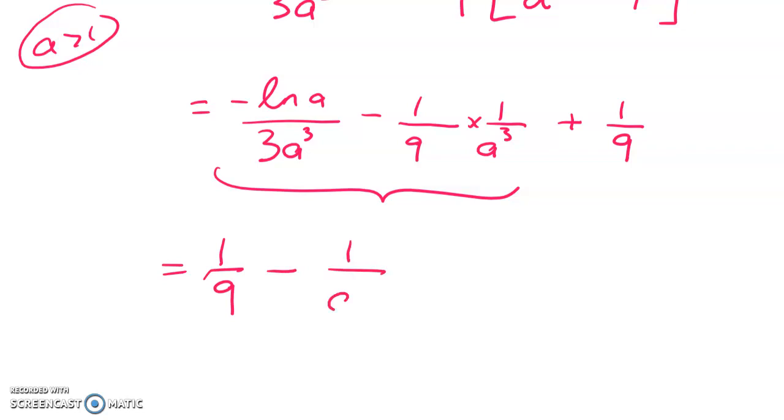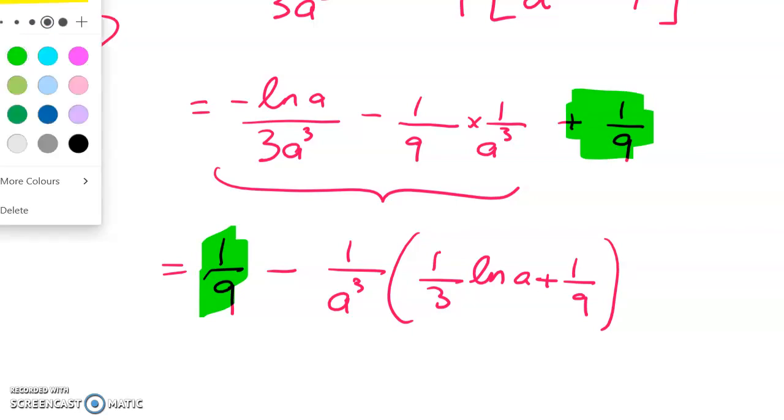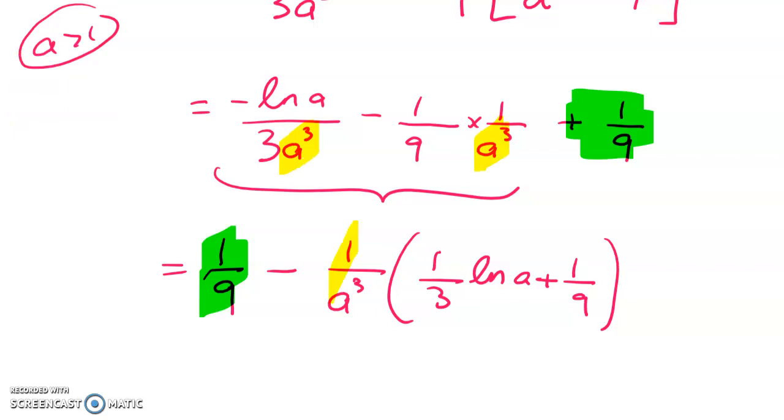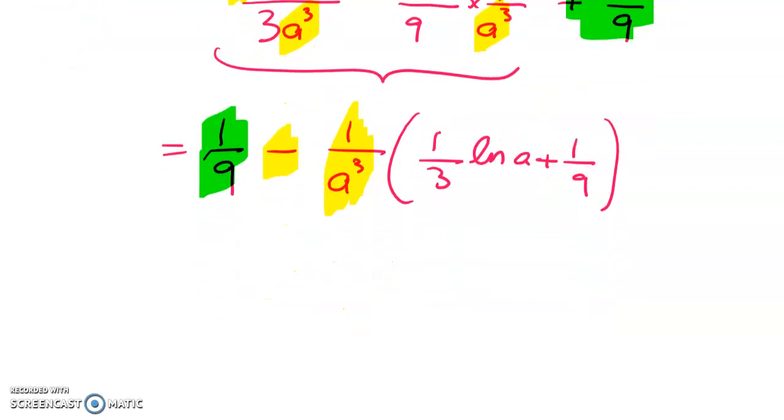common factor here is 1 over a cubed into 1/3 log a plus 1/9. Right, so there's nothing too hard about that. We've just got to watch out for our sign. So let's just go over that again. Here's my 1/9 here, and then here's my common factor, that a cubed, so minus that, and then I've got the terms in there. Okay, so we're just about done.